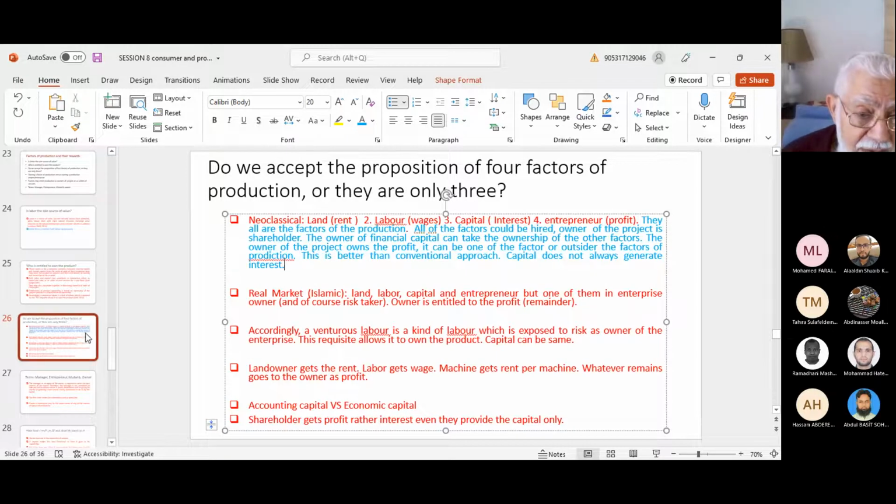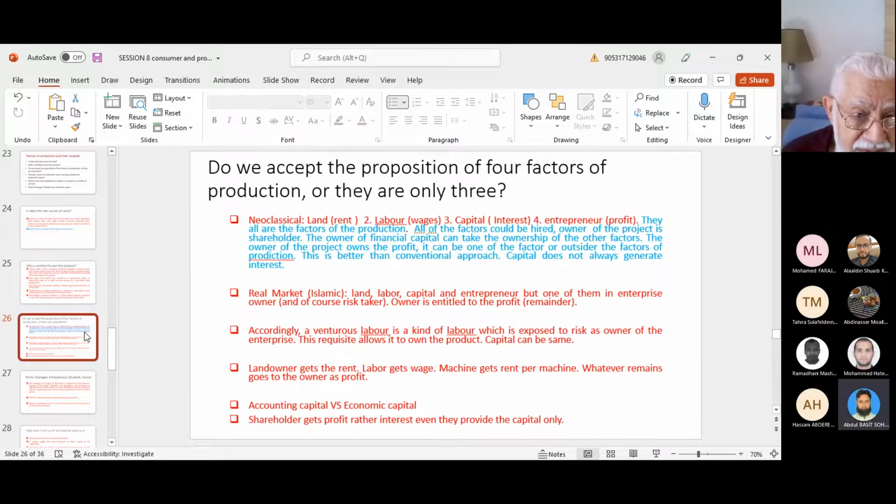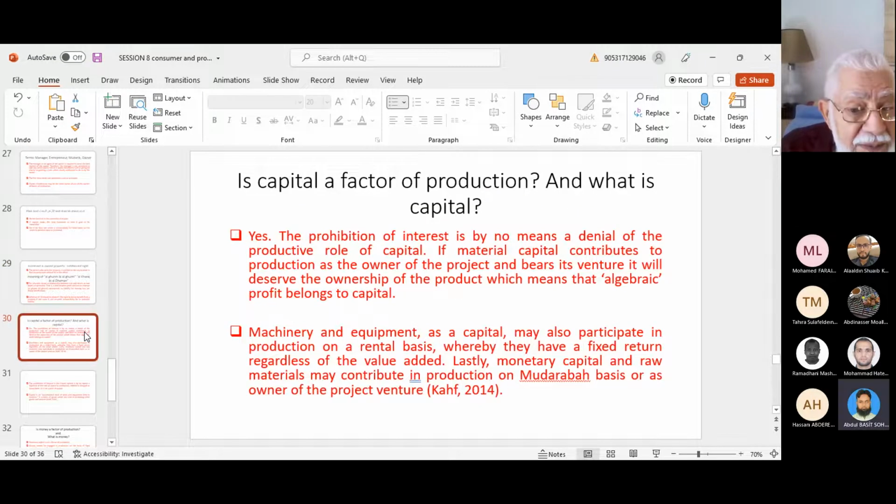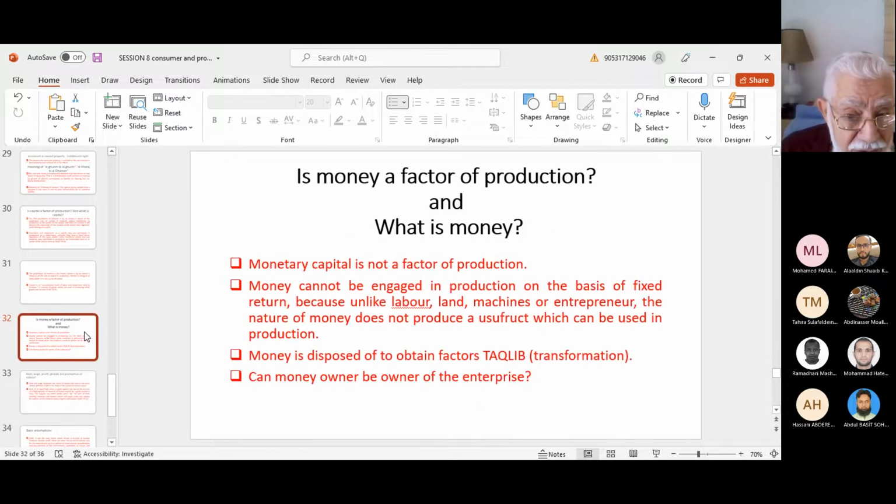Okay, agree on that? How about this kind of analysis in contrast with the conventional analysis that factors of production are four? Is money a factor of production? No, sir. Owner of money may own the project and may deserve the profit then, if it hires all the factors of production. So owner of money may own the project, but it is not a factor of production.